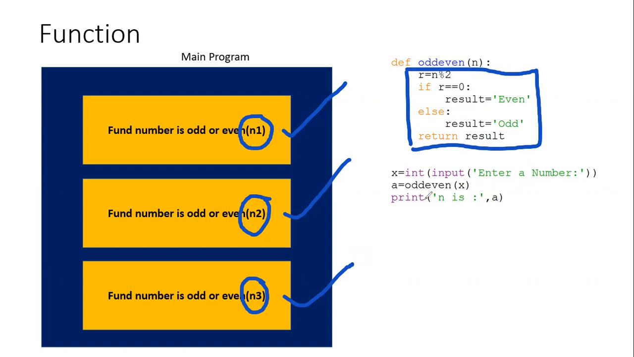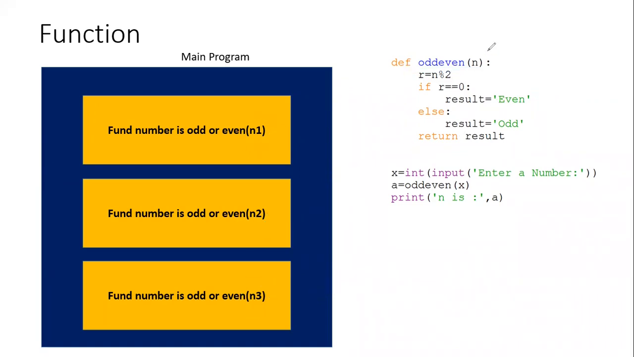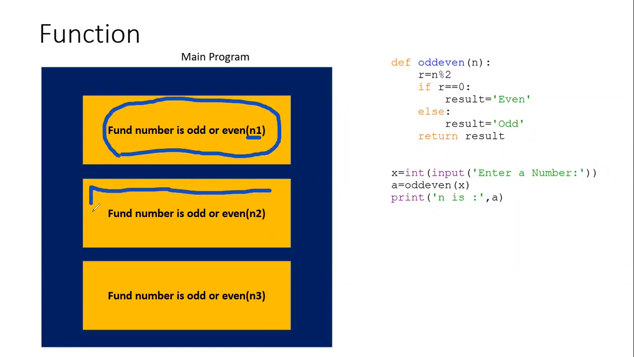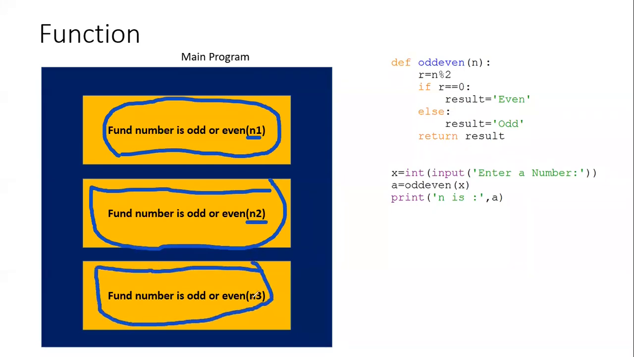So if I want to check whether any number is odd or even, then I need to write the program code here to decide whether this N1 is odd or even. And if there's another number I want to check, then I have to write the same code to decide whether N2 is odd or even. And if there's another number, I have to write the same code again to decide whether N3 is odd or even, if we are not using functions.